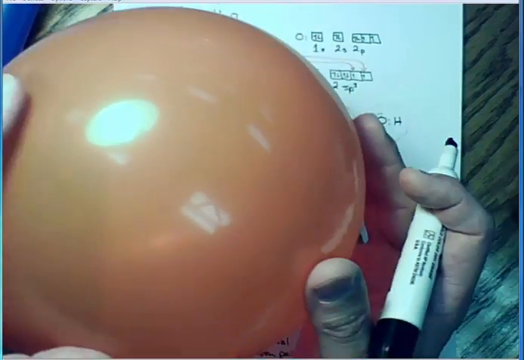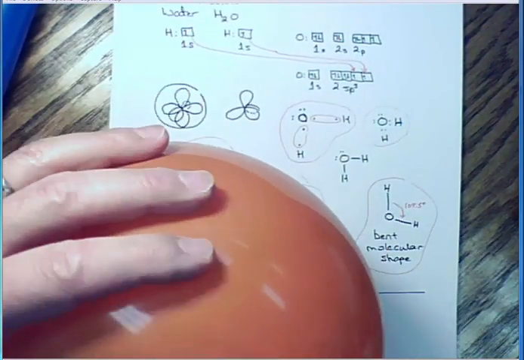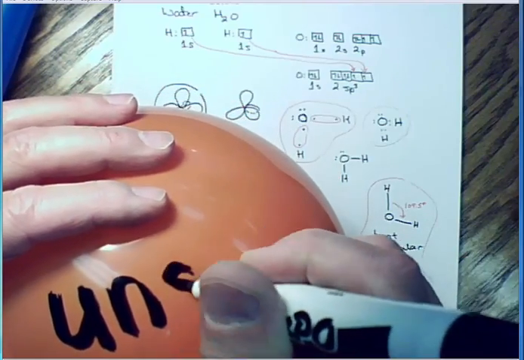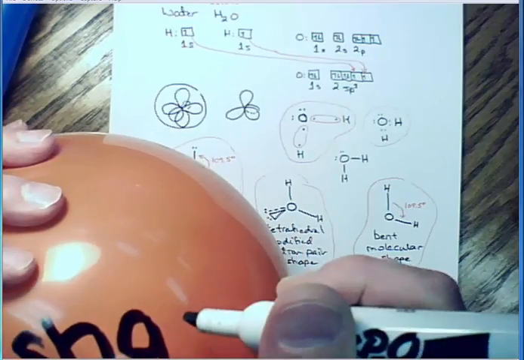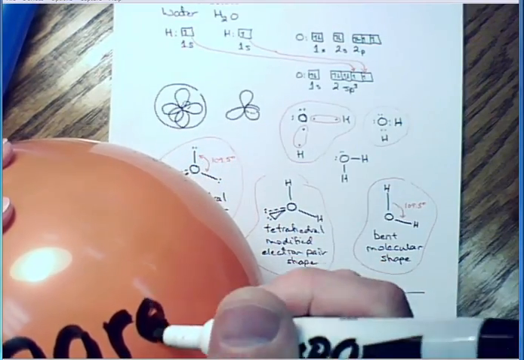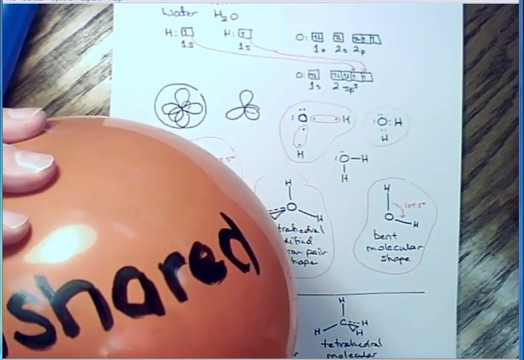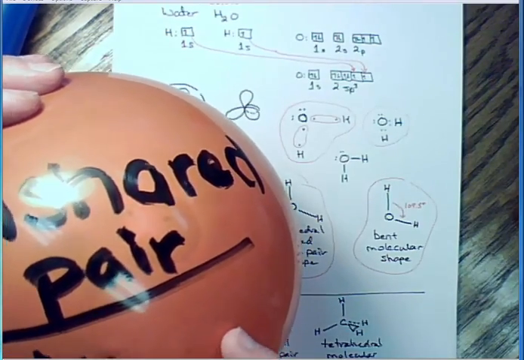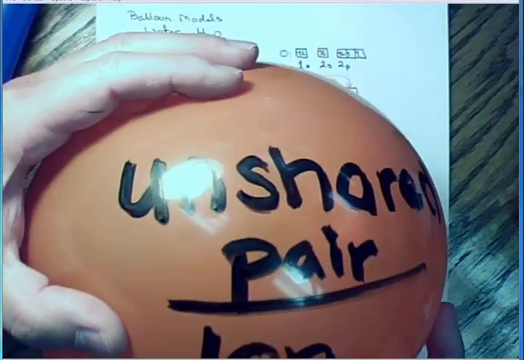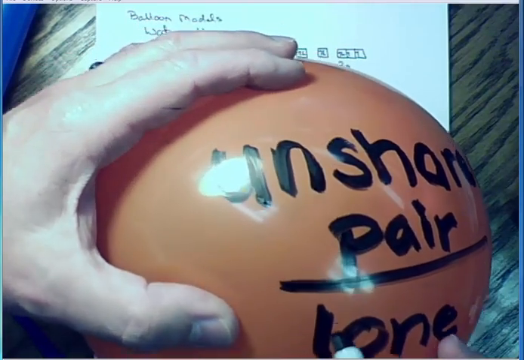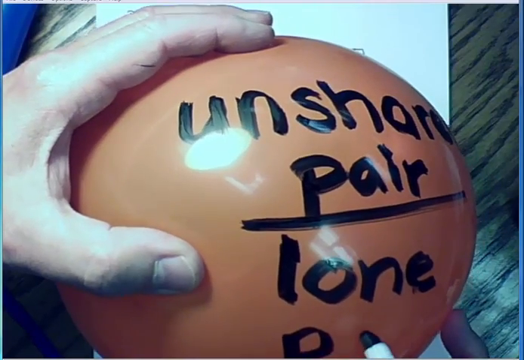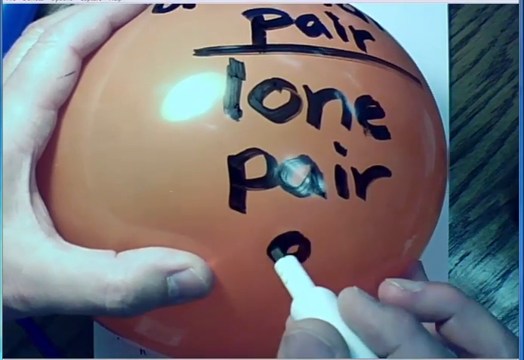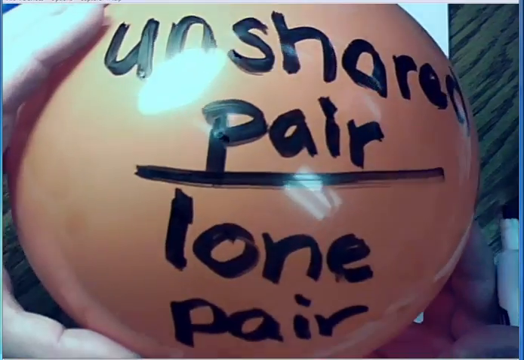And your round balloons are unshared or lone pairs. And you can label it either way. I'm going to label them both just to show you can label them both. Unshared pairs. So in our models, this lone pair is like 2 big dots, if you want to do that. Okay?